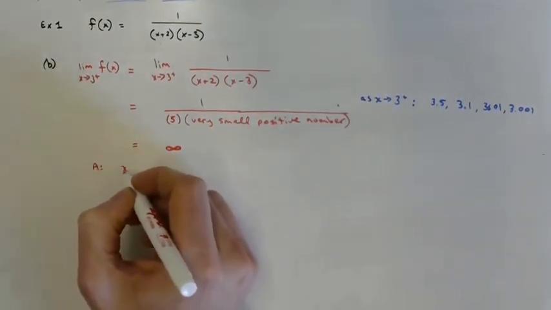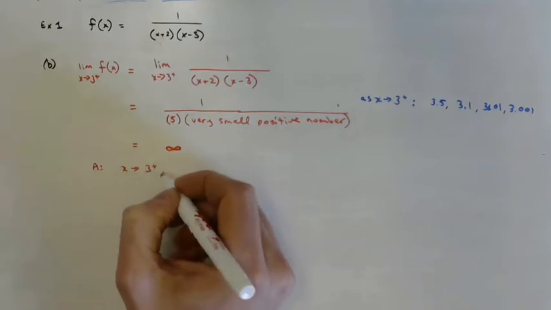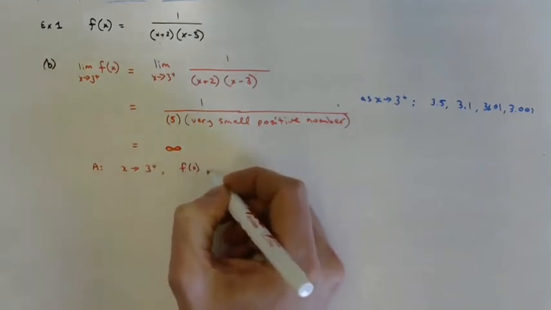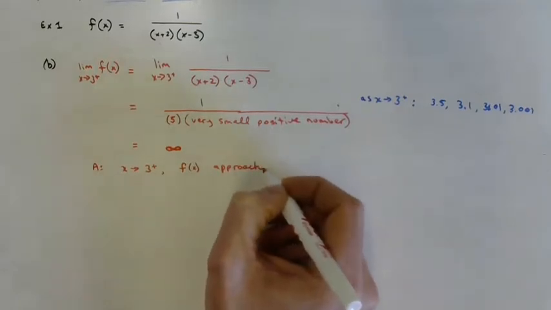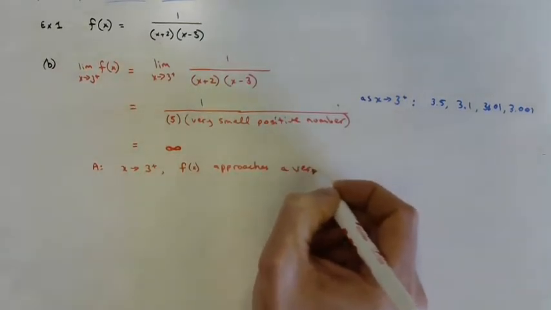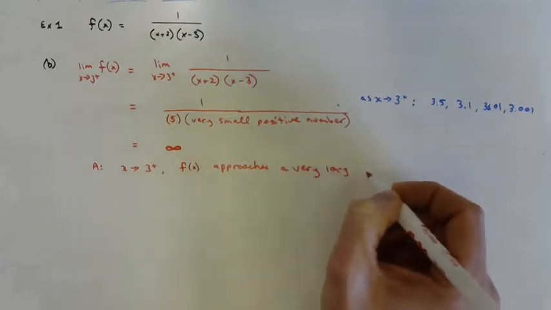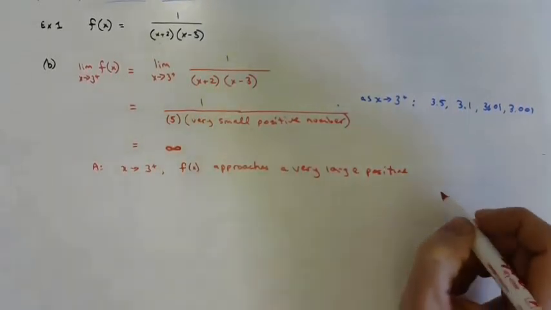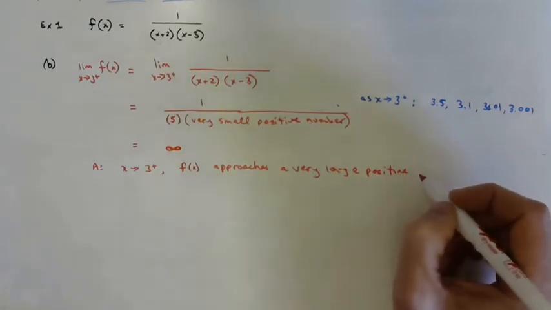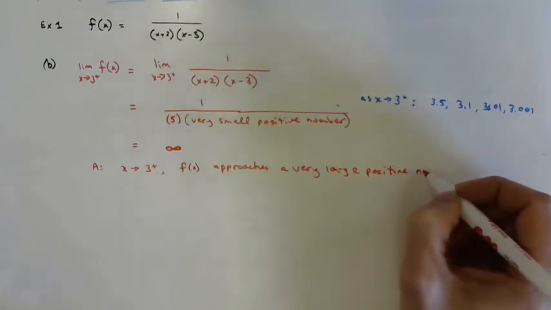As x approaches 3 from the right, f of x approaches a very large positive number. As x approaches 3 from the right, f of x approaches a very large positive number.